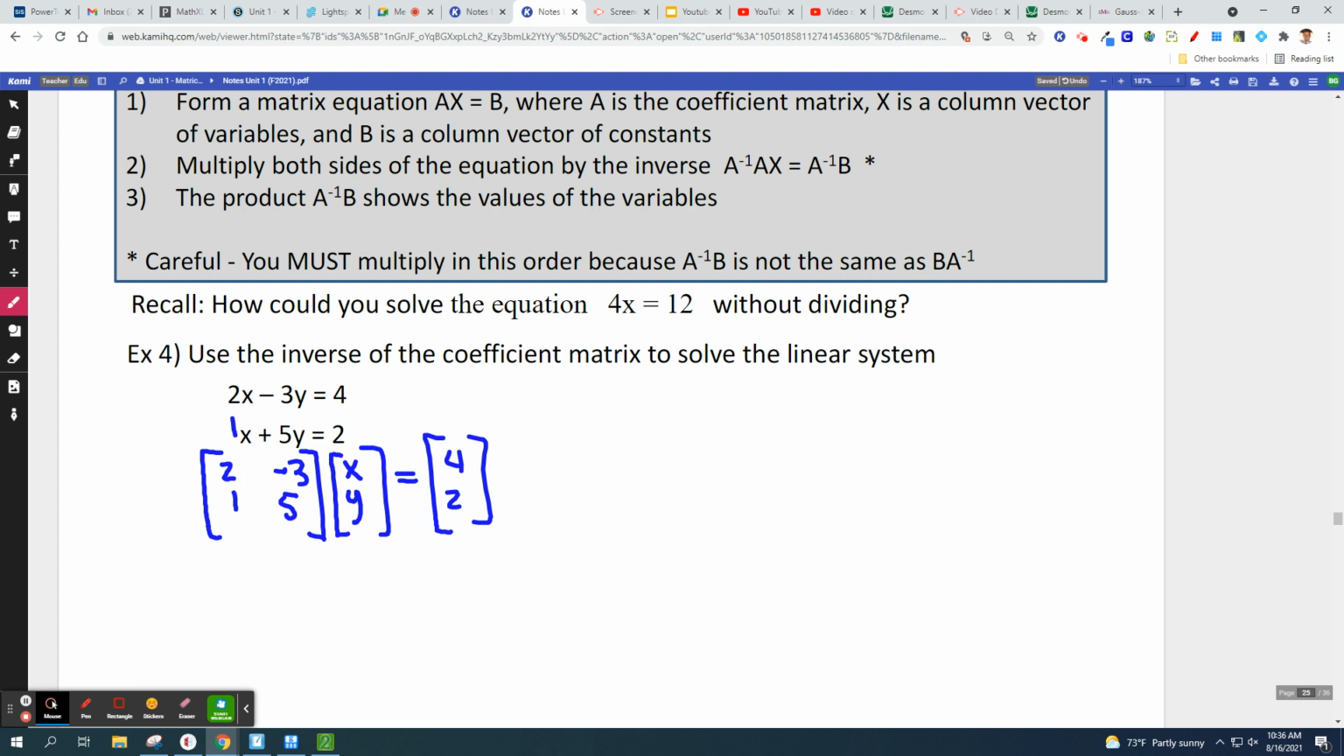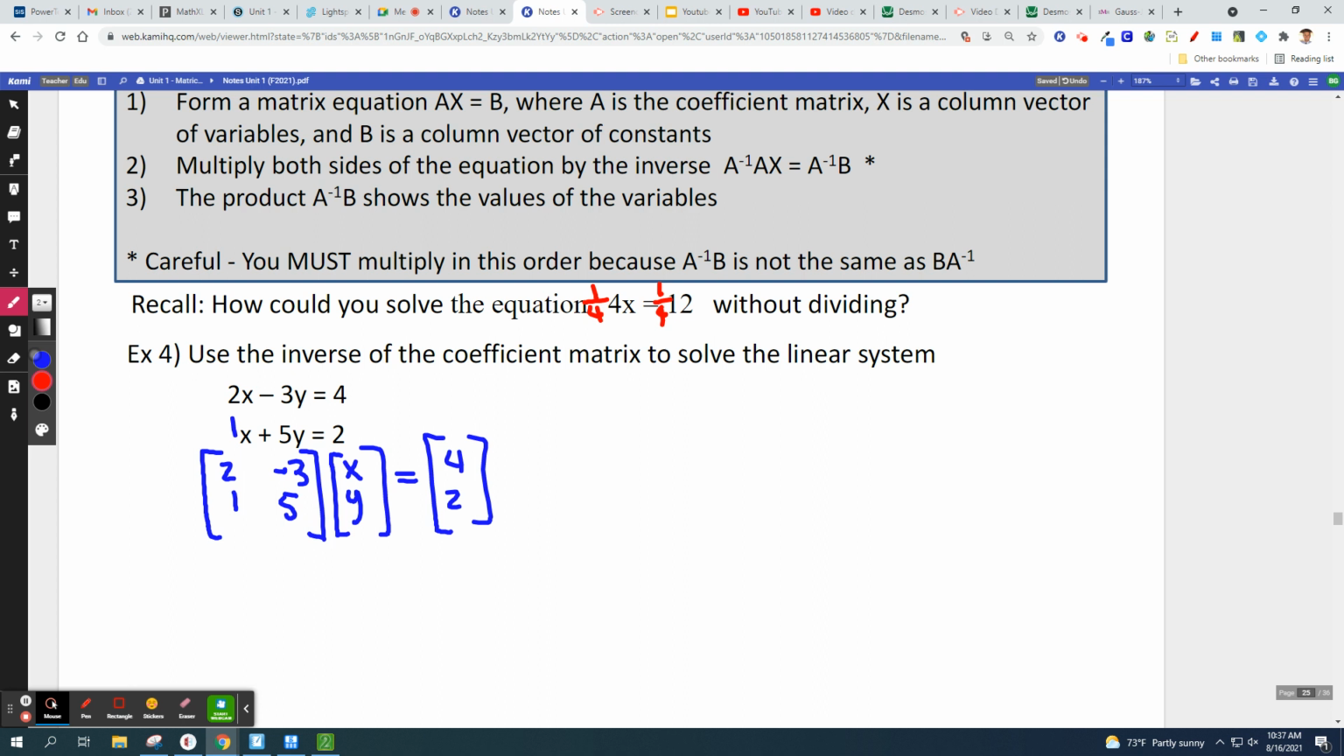Step 2 says, and this is the biggie, we're going to multiply both sides by the inverse. Recall earlier when I said, how could you solve the equation without dividing? Remember when we multiplied by 1/4? That's what we're doing. Instead of dividing both sides by 4, we're multiplying by the multiplicative inverse, and that's exactly the same concept that we're going to use here.